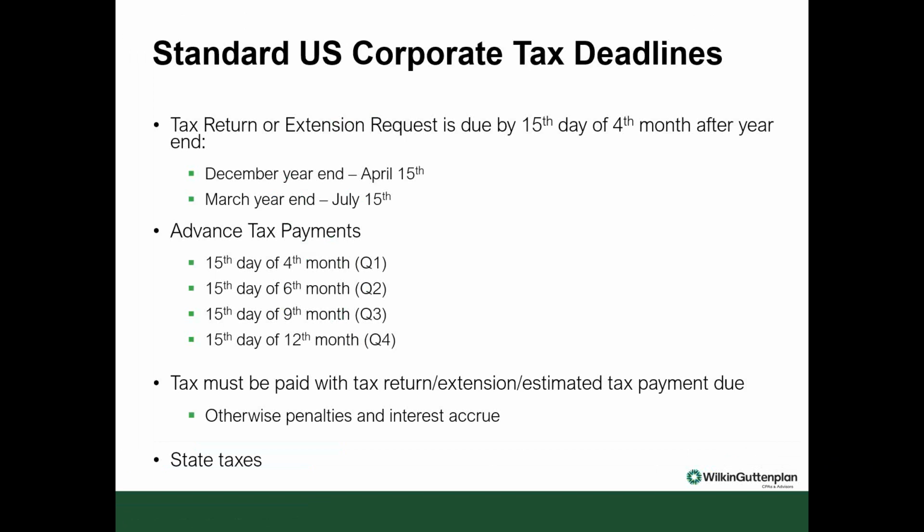So in the U.S., typically for individuals or corporations, a tax return or extension is due by the 15th day of the 4th month after year end. So for a calendar year company or individual, the tax filing deadline is April 15th. For a March year end, for example, it would be July 15th. We have quarterly advanced tax payments that are based on the 4 quarters that you see listed on the screen.